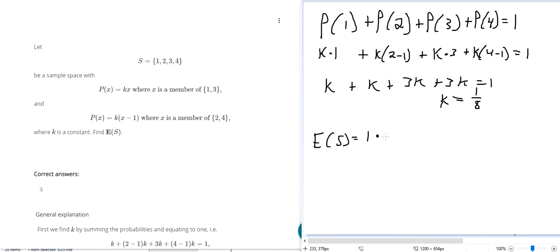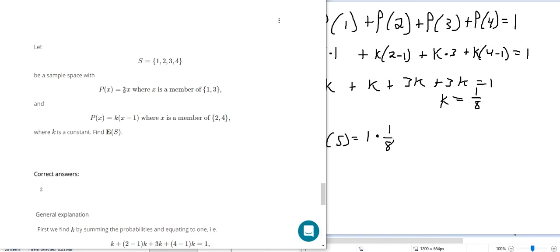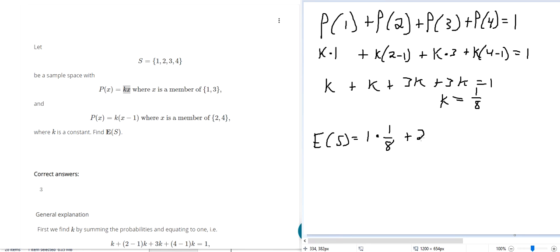You could get a 1, so you take 1 and multiply by its probability. So this is the probability of getting a 1. It's 1/8 times 1. That makes 1/8. Okay, for the next one we got a 2. And what's the probability of getting a 2? Well, that means we're supposed to use this bottom formula. So it's 1/8 times 2 minus 1. 2 minus 1 makes 1. 1/8 times 1 makes 1/8.